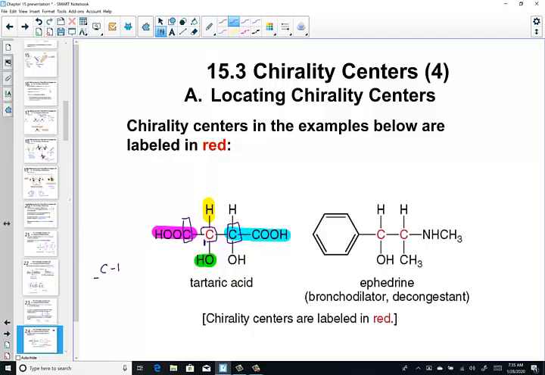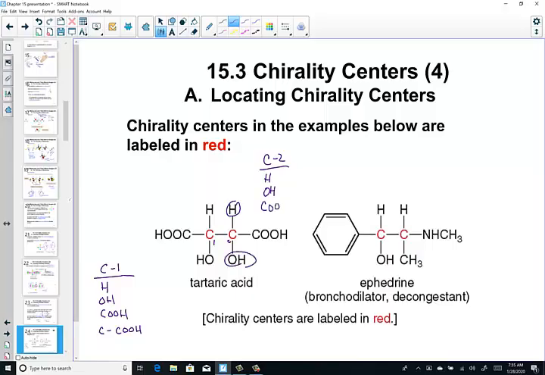So think about carbon 1. Here's carbon 1. What are the 4 attachments? One of them is an H, one of them is an OH, one of them is COOH, and the other is a carbon and then a COOH. Those are 4 unique attachments. And this will have the identical, that is also a chiral carbon, because it has 4 unique attachments as well. I'll call this carbon 2, C2. Notice that it's attached to an H, an OH, directly attached to a COOH, and attached to a carbon COOH, and those are not the same. So they have 4 unique attachments.